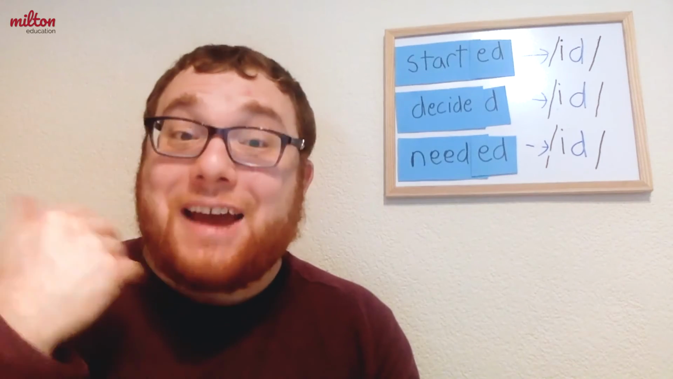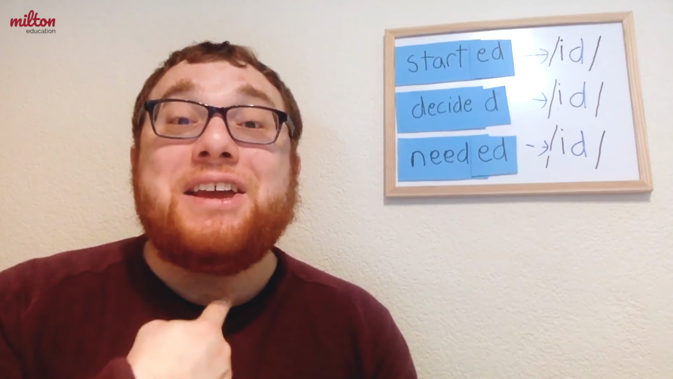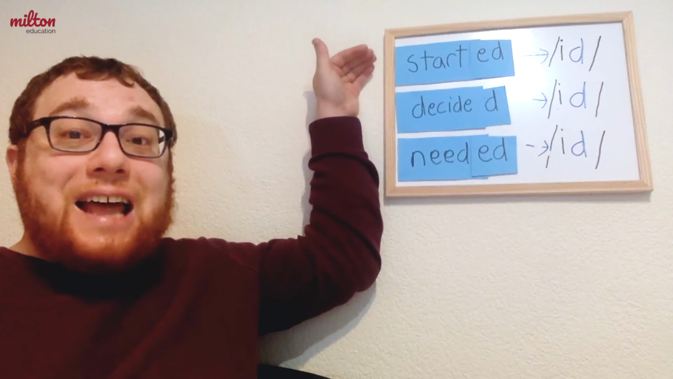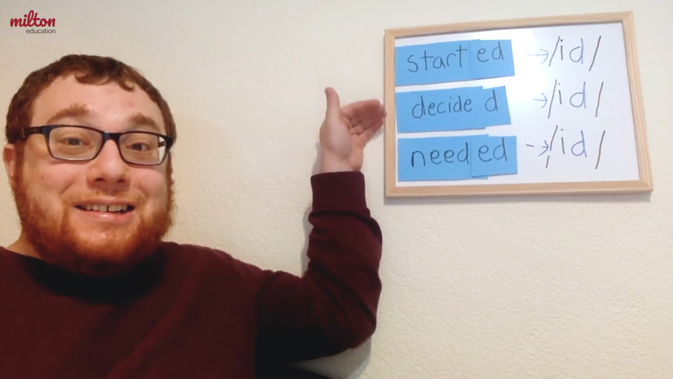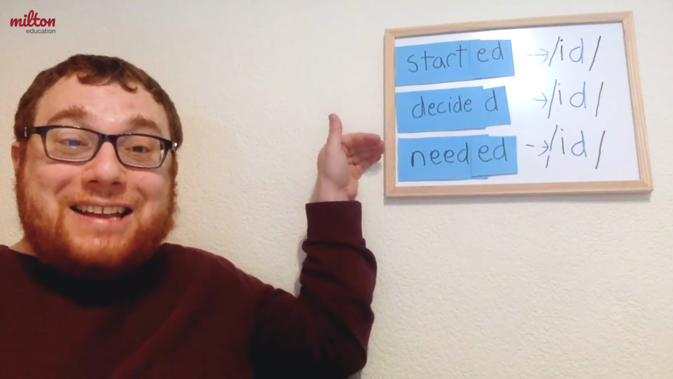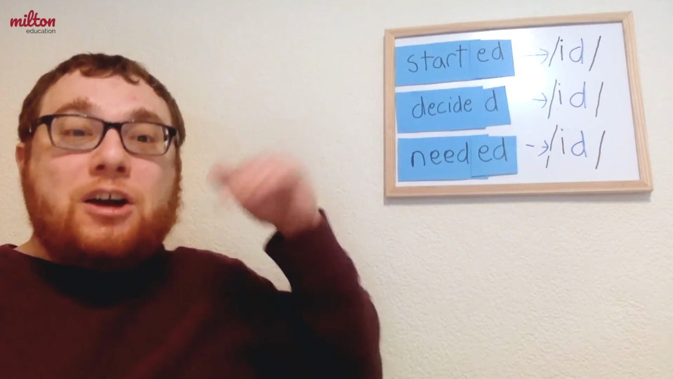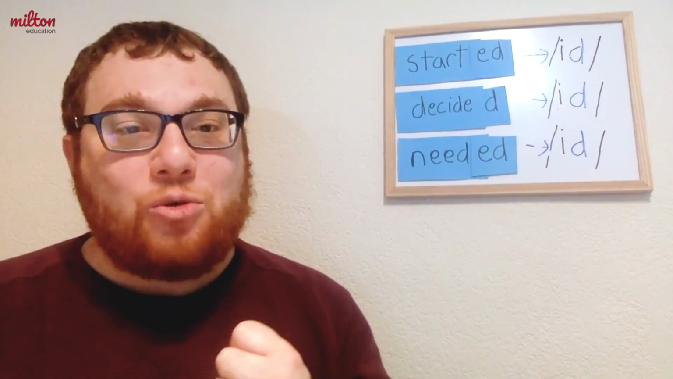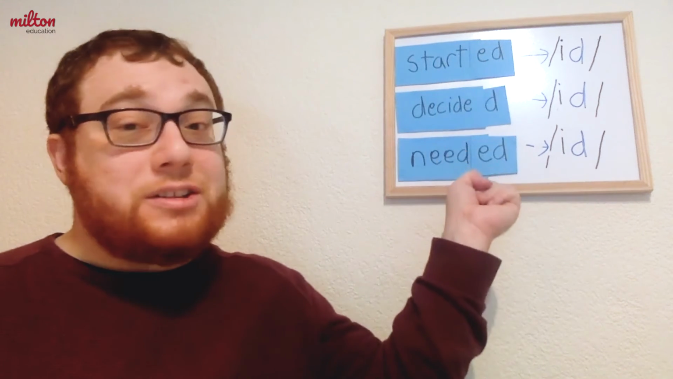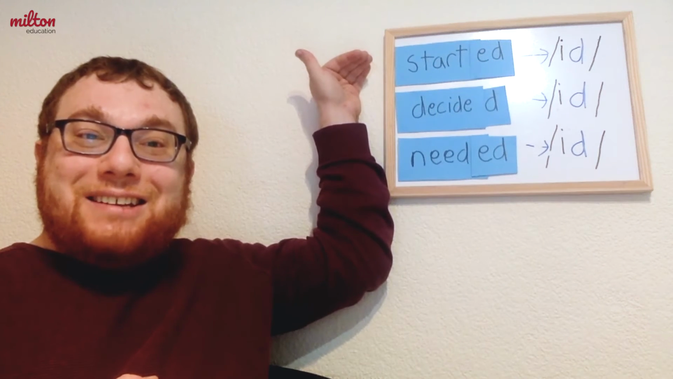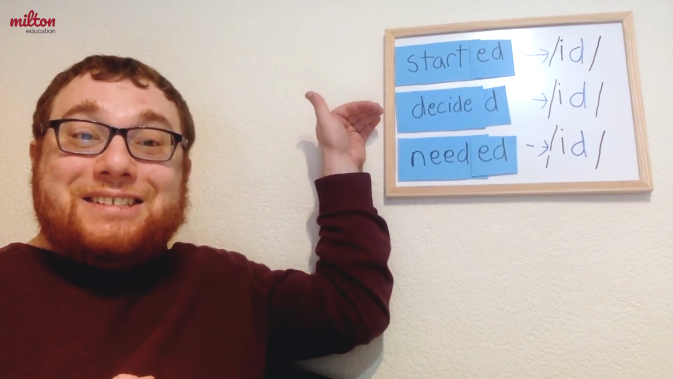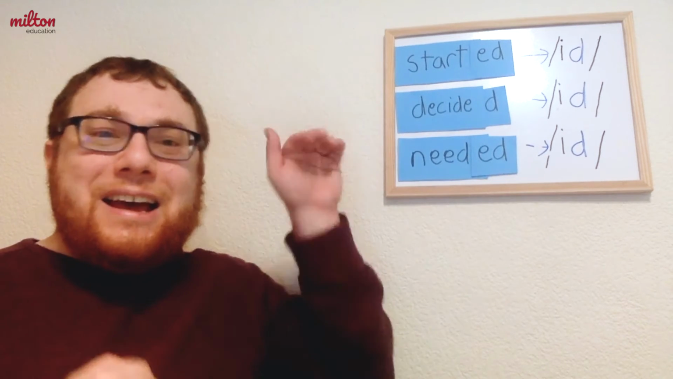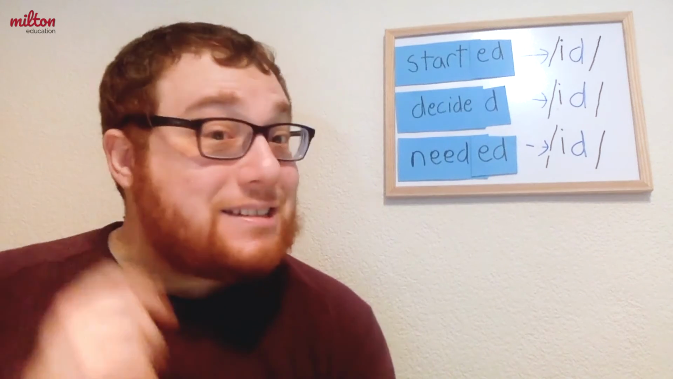The third and final group is the id group. It appears in words like started, decided, and needed. Repeat after me so you can hear the id sound at the end of these words. Started, decided, needed. Can you hear the id sound?